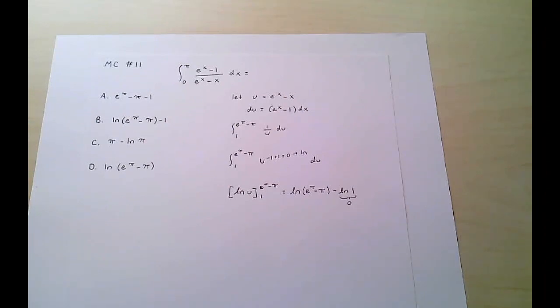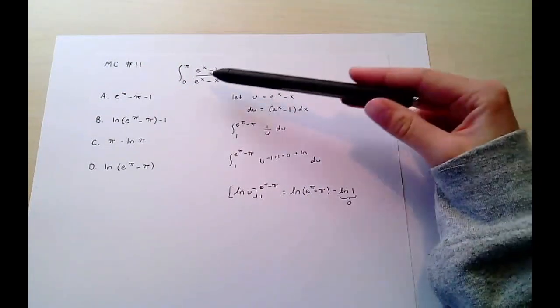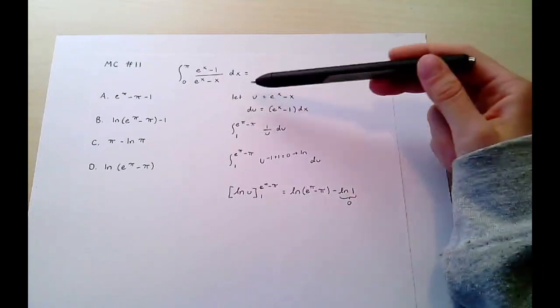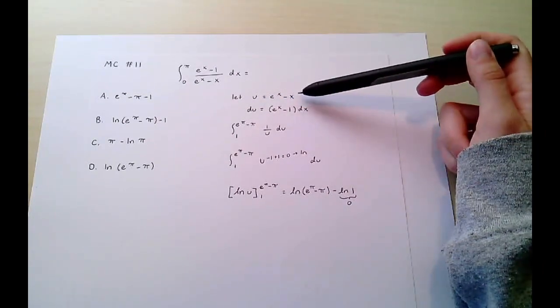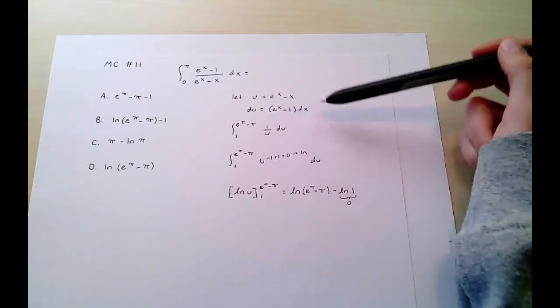For multiple choice question number 11, we are asked to integrate from 0 to pi of (e^x - 1) over (e^x - x) dx. So I began by letting u equal e^x - x, and then I took the derivative of this, so du equals (e^x - 1) dx.